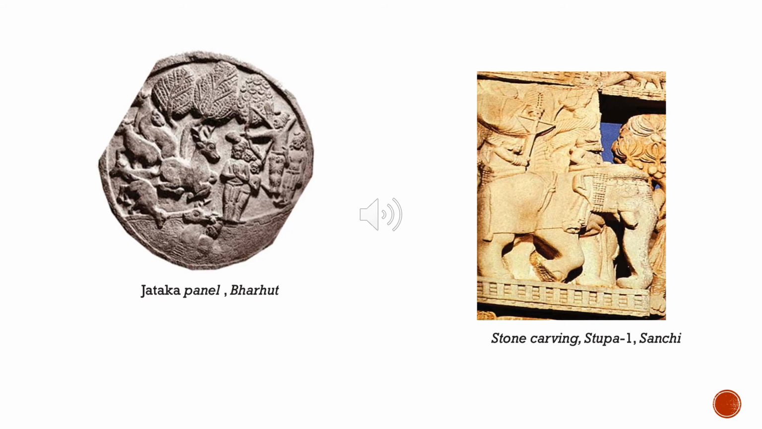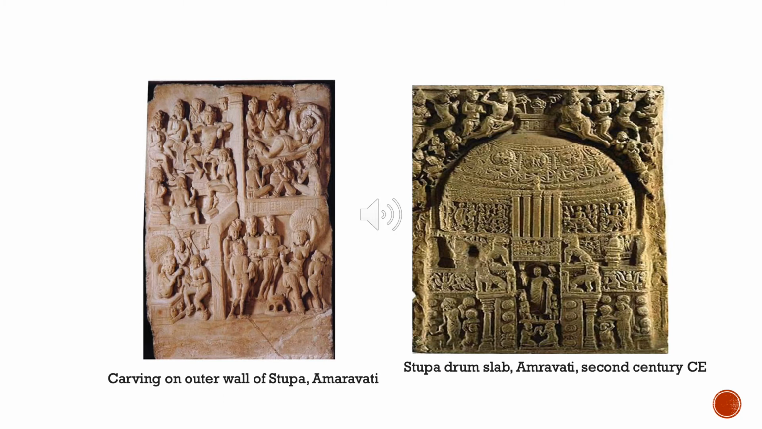These are also panels which tell stories from the Jataka, from Bharhut on the left side, and a stone carving of an elephant in Sanchi on the right side. These panels have been obtained from the outer wall of the Amaravati Stupa, where a Jataka story has been depicted on the left side, and a stupa drum slab on the right side.